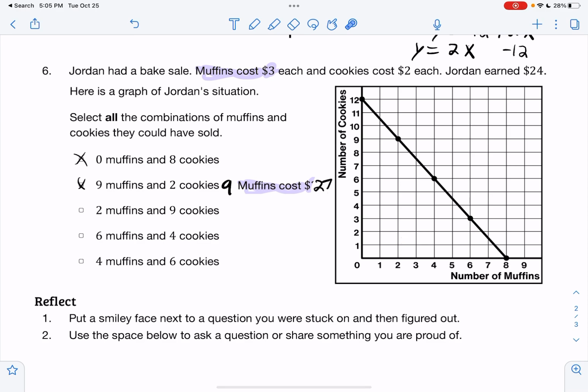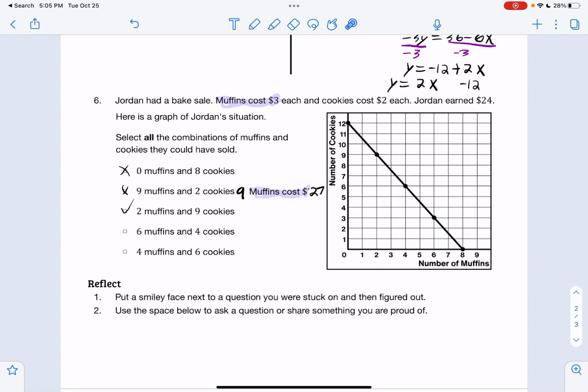We'll look at this real quick. So 2 muffins and 9 cookies. So we could look at 2 muffins, 9 cookies. That's a point here, so that one would work. And I'll let you check out these other 2.